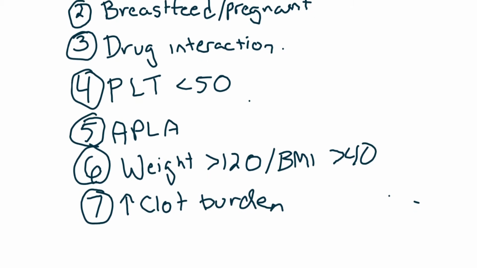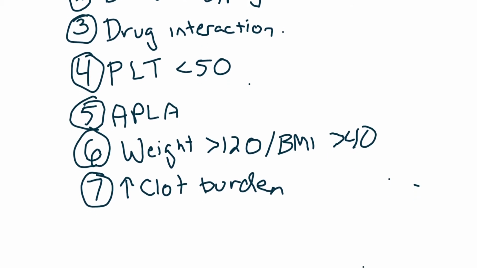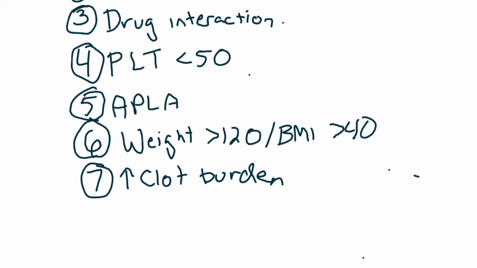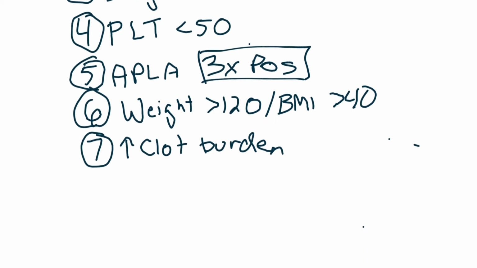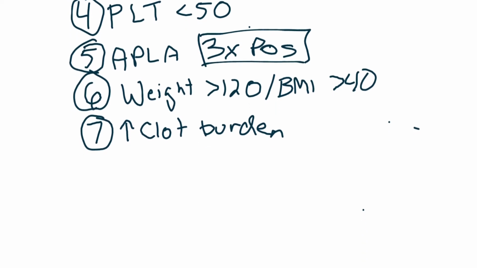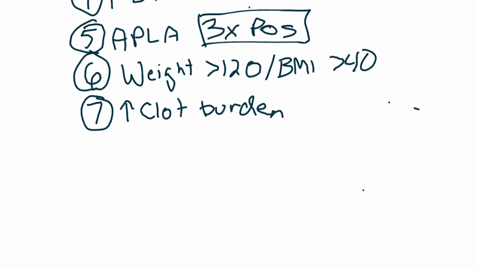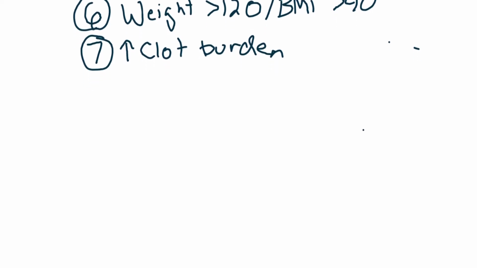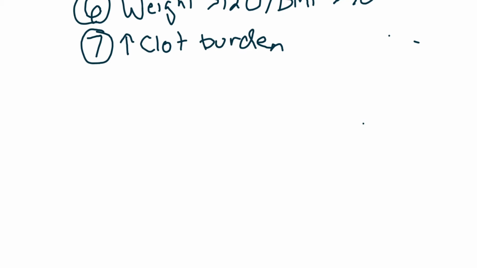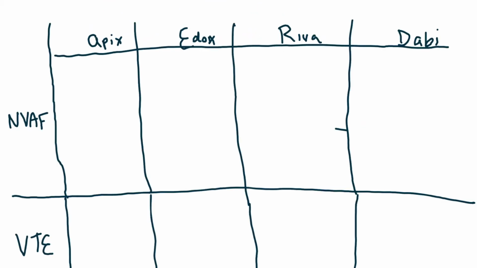For profound thrombocytopenia, we would avoid anticoagulation in general. For antiphospholipid antibody syndrome, particularly the triple positive, we would avoid DOACs. Technically, we should not be using DOACs in antiphospholipid antibody syndrome. For extremes of weight, especially BMIs greater than 120, or BMIs greater than 40 with weights greater than 120, and for profoundly high clot burden, generally we start with some sort of parenteral anticoagulation and then switch to DOACs over time.